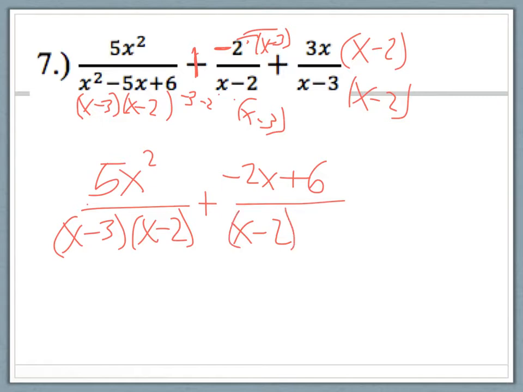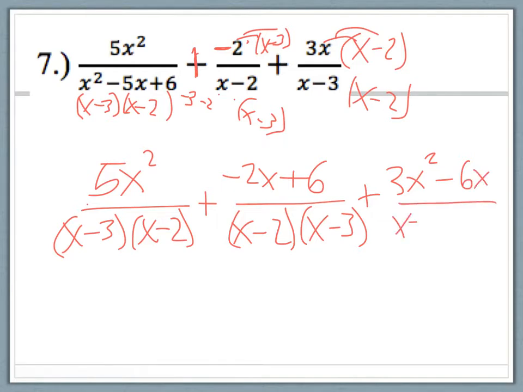So I have x minus 2, x minus 3. And then the last one, multiply this 3x to both of those, so we're going to have 3x squared minus 6x all over x minus 2, x minus 3. Okay. Now we have common denominators, so let's combine like terms.